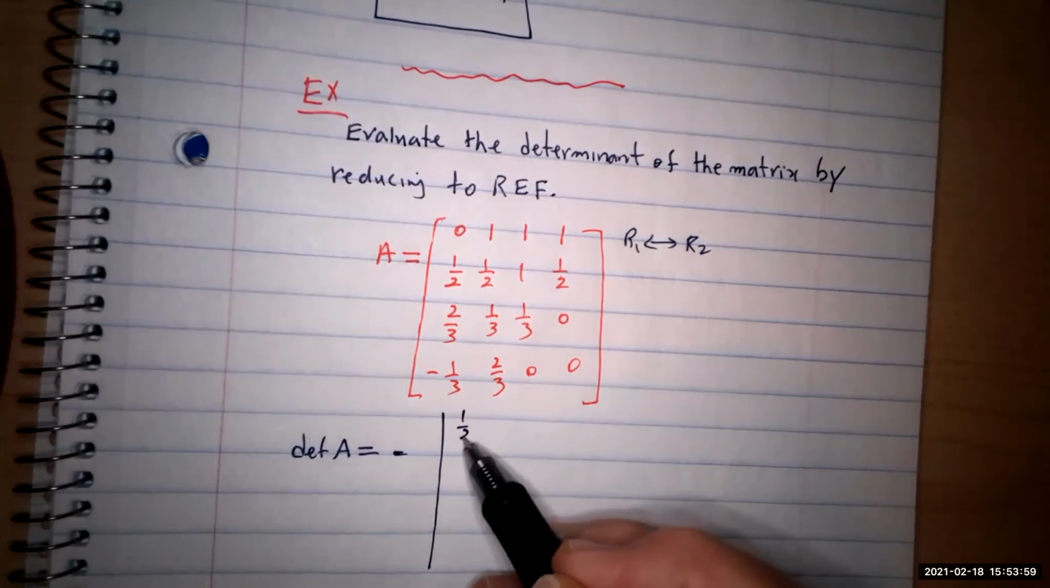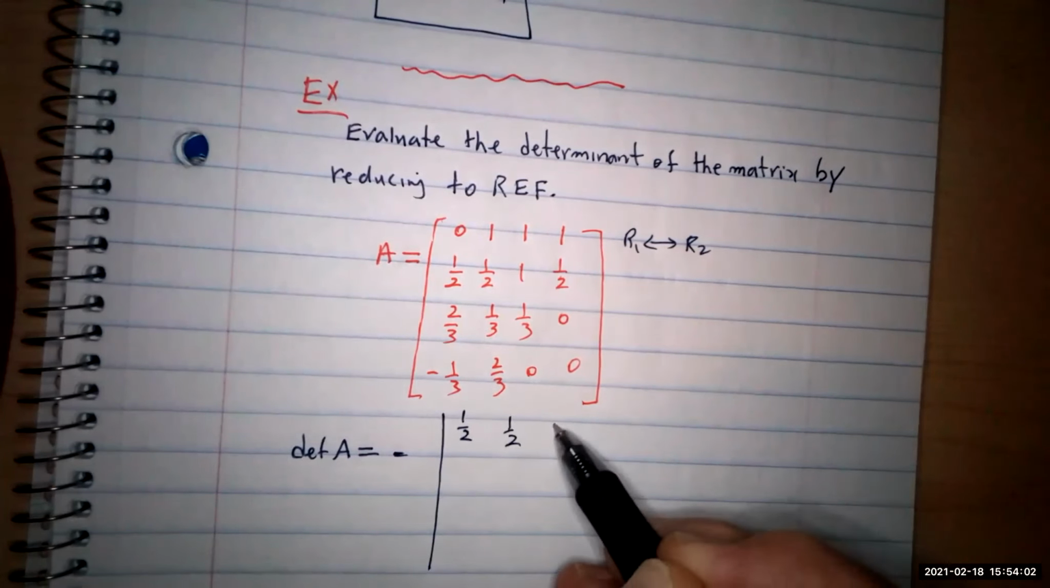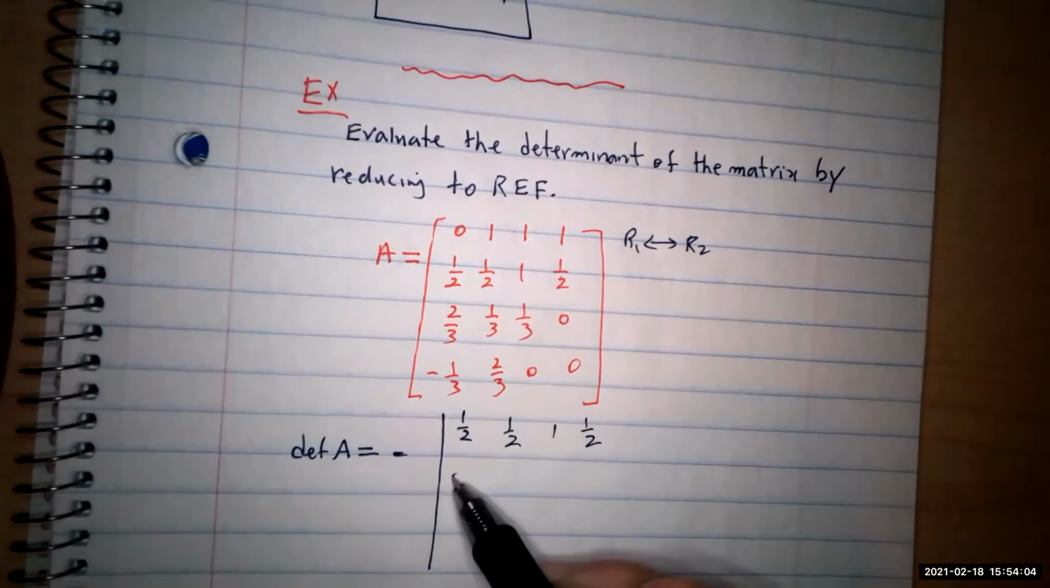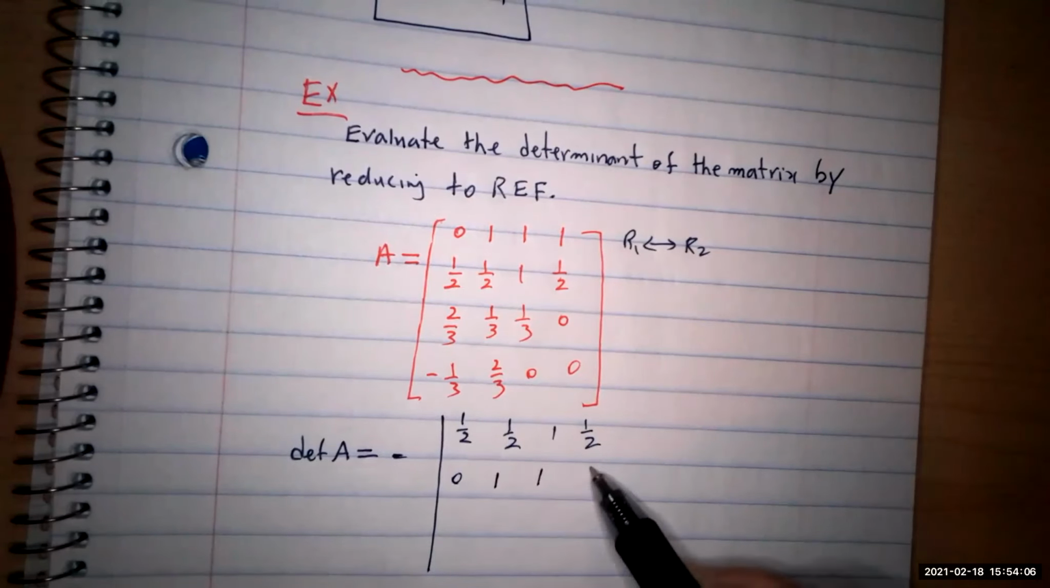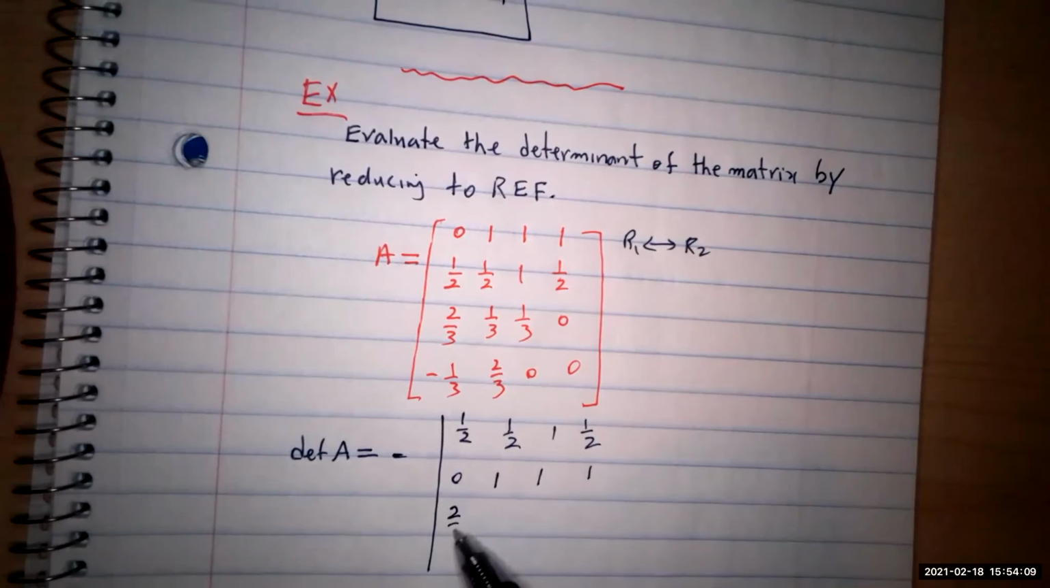It's 1/2, 1, 1/2. Then you get 0, 1, 1, 1. And the other rows are going to be the same: 2/3, 1/3, 1/3, and 0. And this is going to be negative 1/3, 2/3, 0, 0. We switch it so that we'll be able to create the 1 over there, because you need the row echelon form.